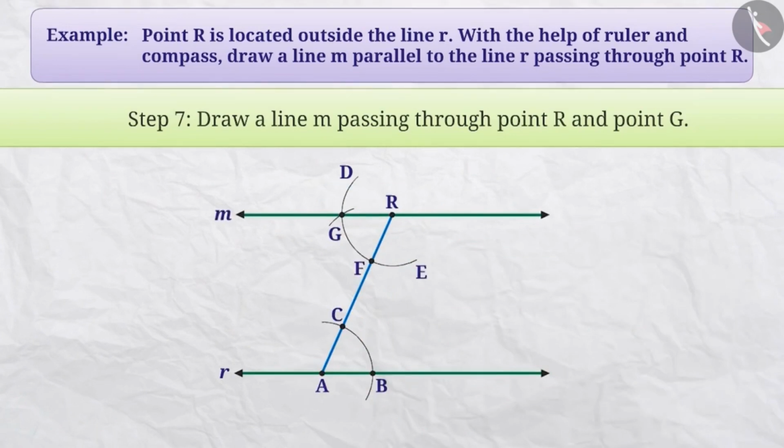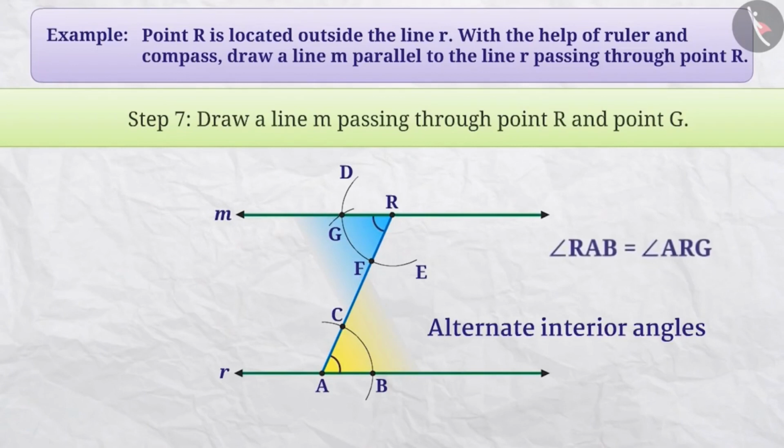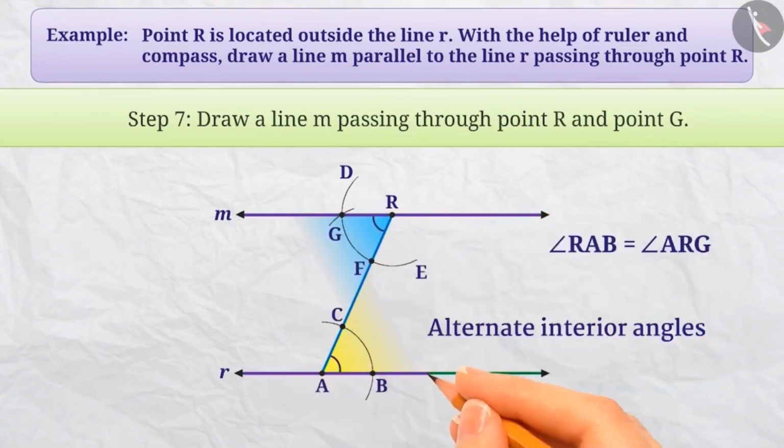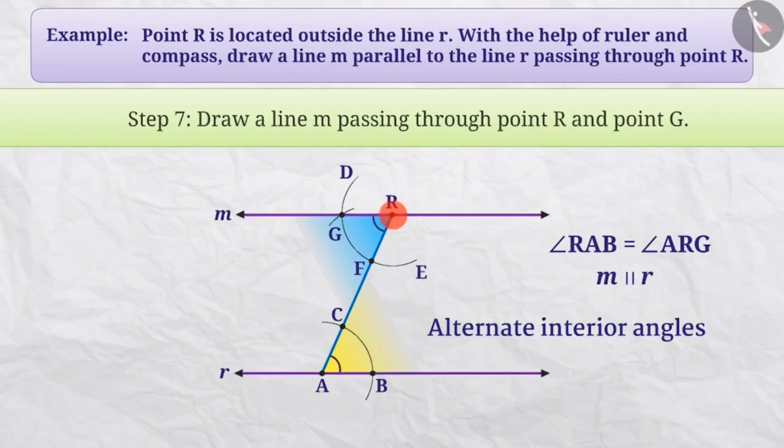Here, we observe that angle RAB and angle ARG are alternate interior angles and they are equal. Thus, line M and line R are parallel. In this way, we have obtained line M parallel to R and passing through the point R.